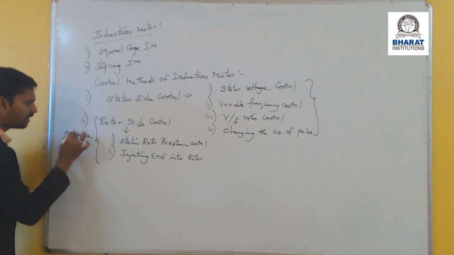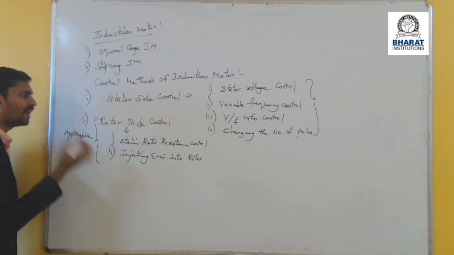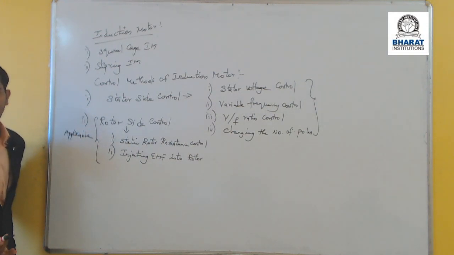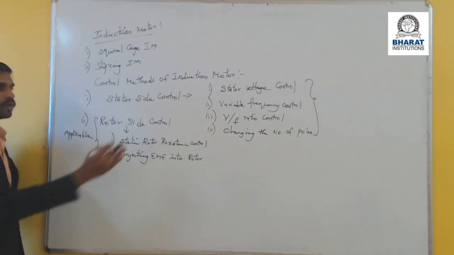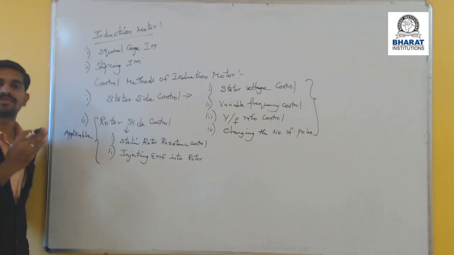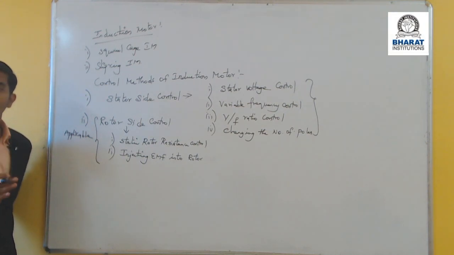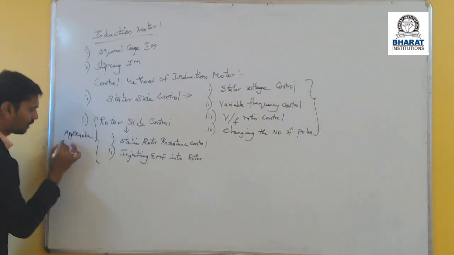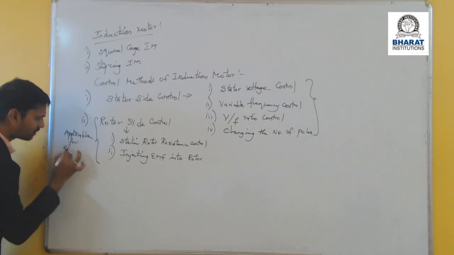Because in the slip ring induction motor only we can vary the rotor side parameters. In squirrel cage induction motor we can't vary the rotor side parameters. So that's why the rotor side control methodology is only applicable for the slip ring induction motor.